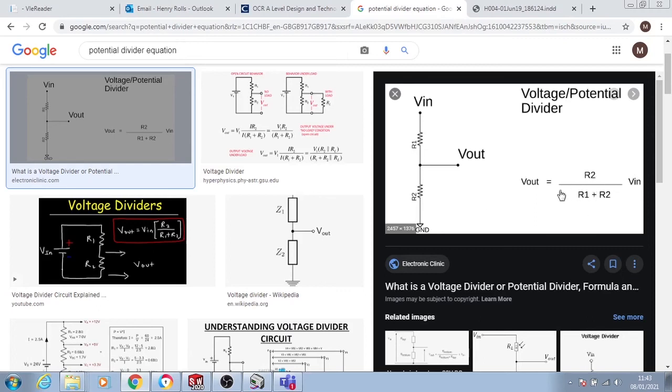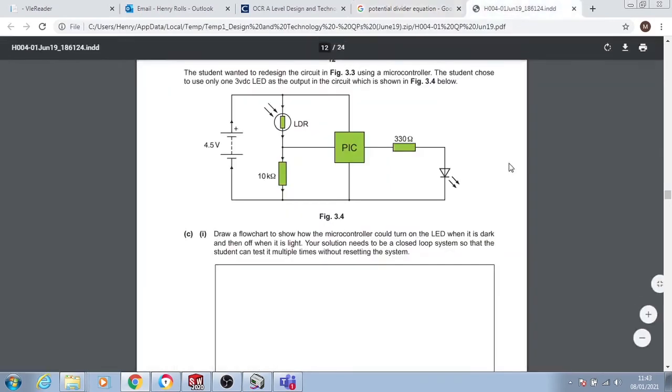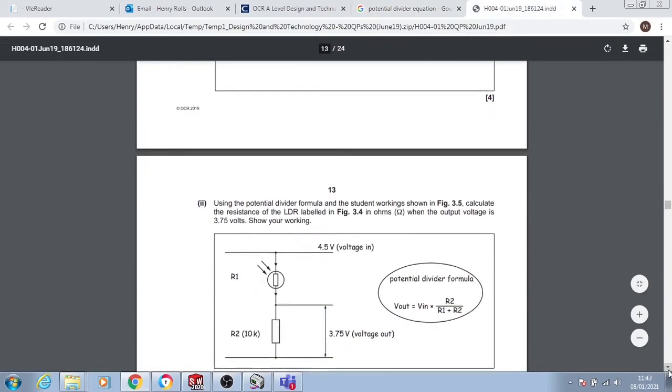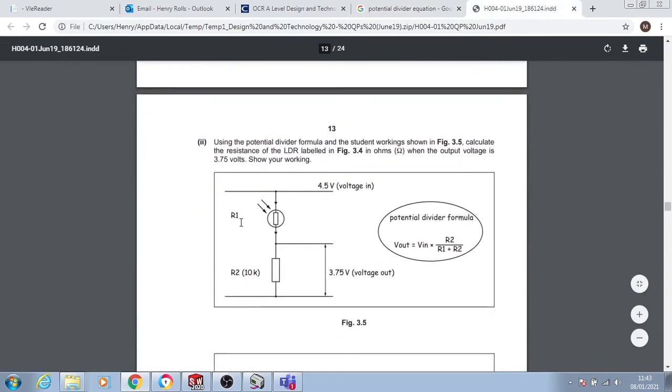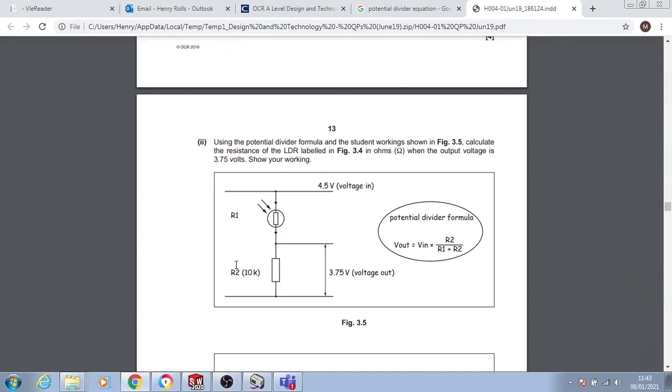R2 over R1 plus R2 is the ratio, basically. So it's that fraction of the two resistors together. You've just got to remember which way round R1 and R2 are drawn as well. You'll notice in the exam that formula is actually given to you, and you're told which way round R1 and R2 are as well. So it makes life a little bit easier sometimes, but you still need to know what to do with that.